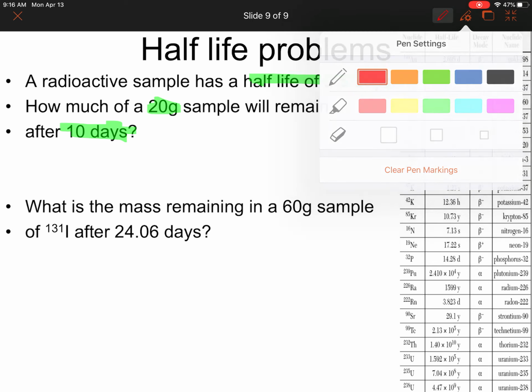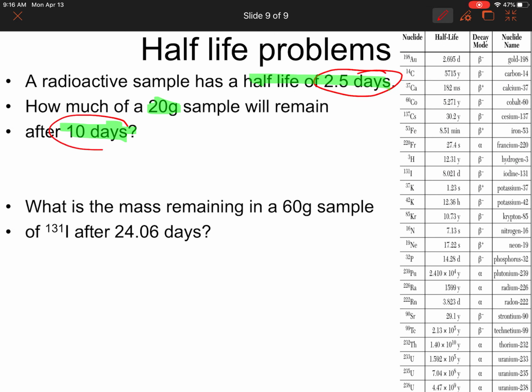So we have 2 units of time, correct? So the larger number goes on top over the smaller number, 2.5 days. And again, how many half-lives? Well, what's 10 divided by 2.5? Quickly on the calculator.